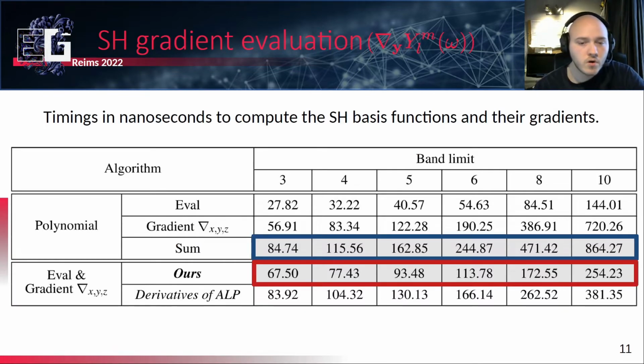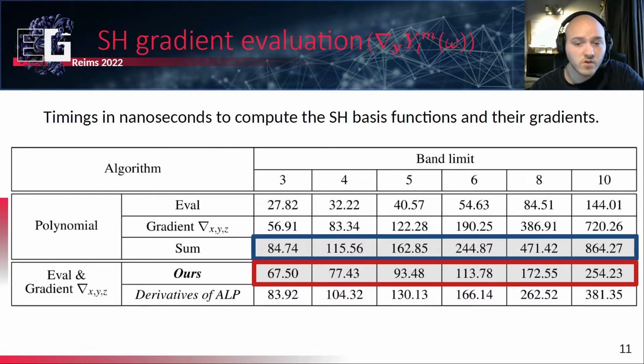Indeed, our approach outperformed the polynomial form of the spherical harmonics, even though with the polynomial form the gradient is directly computed with respect to the Cartesian coordinates, since the polynomial form is based on the Cartesian coordinates. Here, each column corresponds to a spherical harmonics band limit. The first three rows evaluate the time to compute the spherical harmonics and their gradient using the polynomial form. The fourth row corresponds to our method using the Sloan-like method.